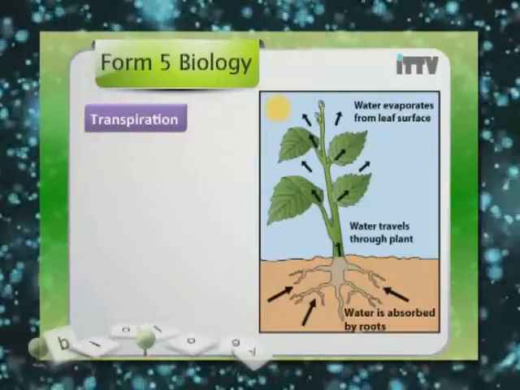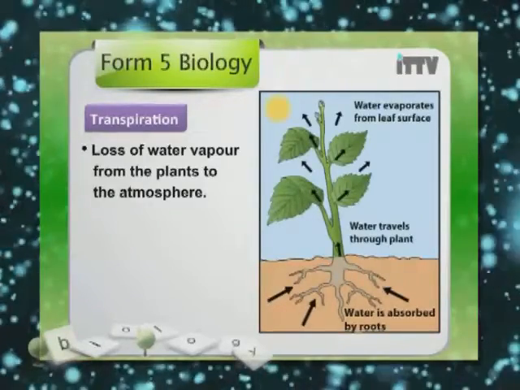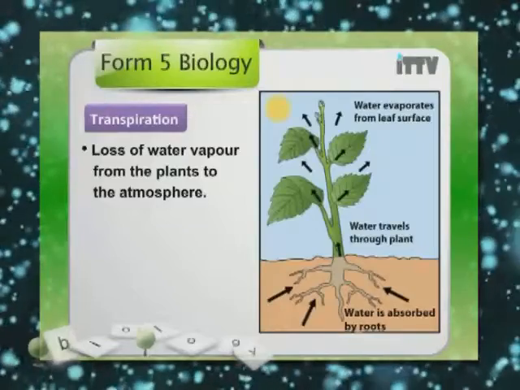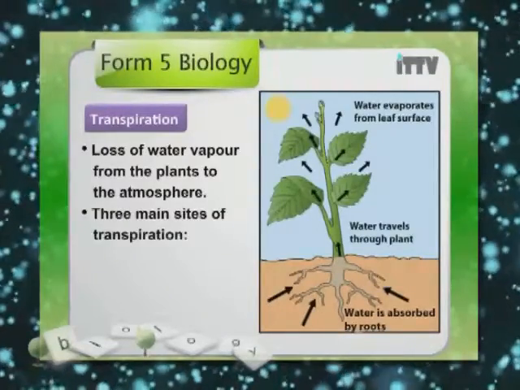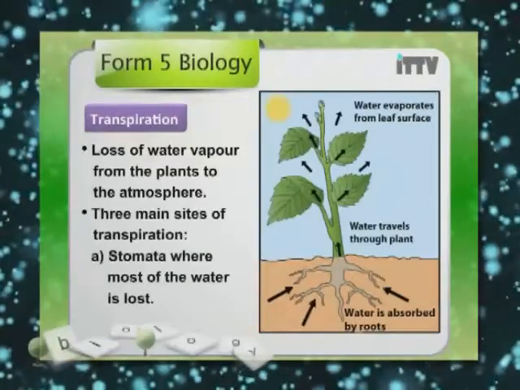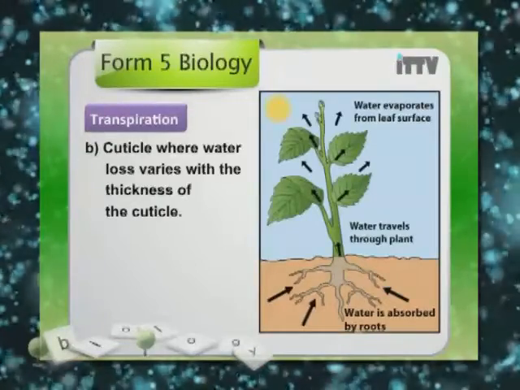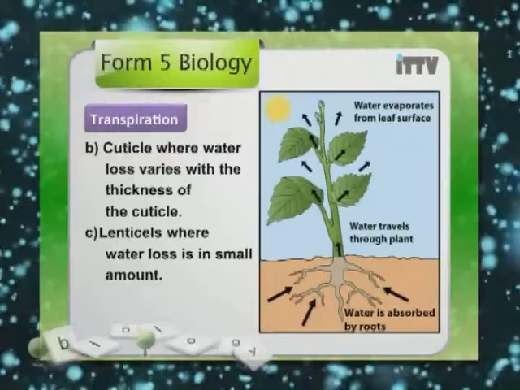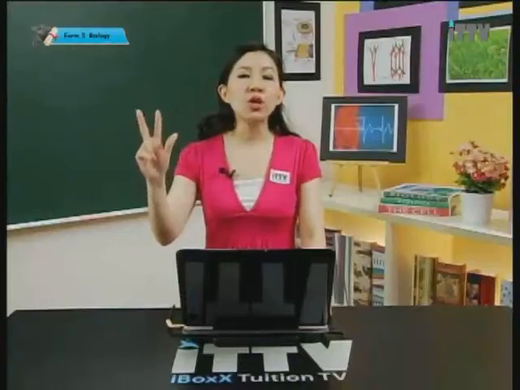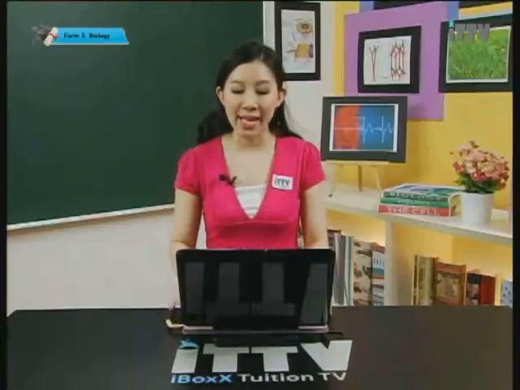Now for transpiration, on the other hand, because we've just finished translocation, transpiration is defined as the loss of water vapor from plants to the atmosphere. There are three main sites of transpiration. A will be the stomata, where most of the water is lost. B, the cuticle, where water loss varies with the thickness of the cuticle. And C, lenticels, where water loss is in a small amount. So generally there are three ways that water is lost, either through stomata, cuticles, or lenticels.